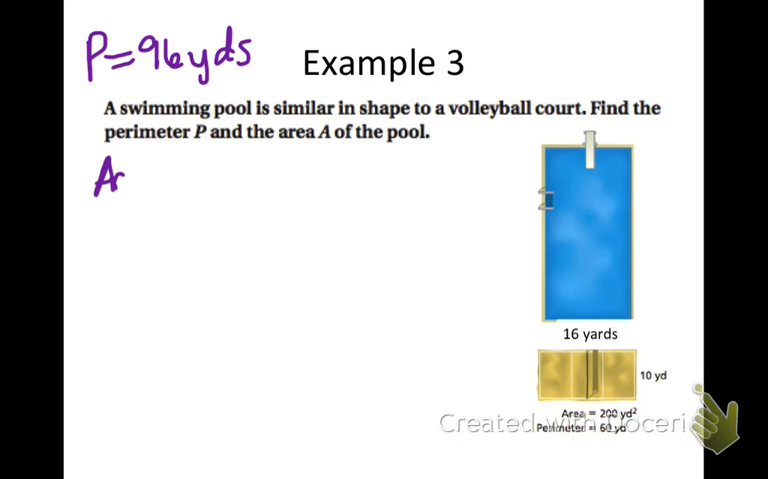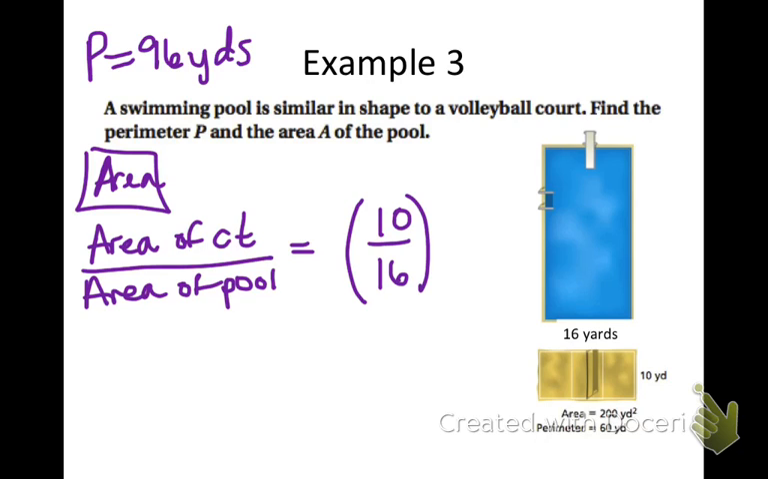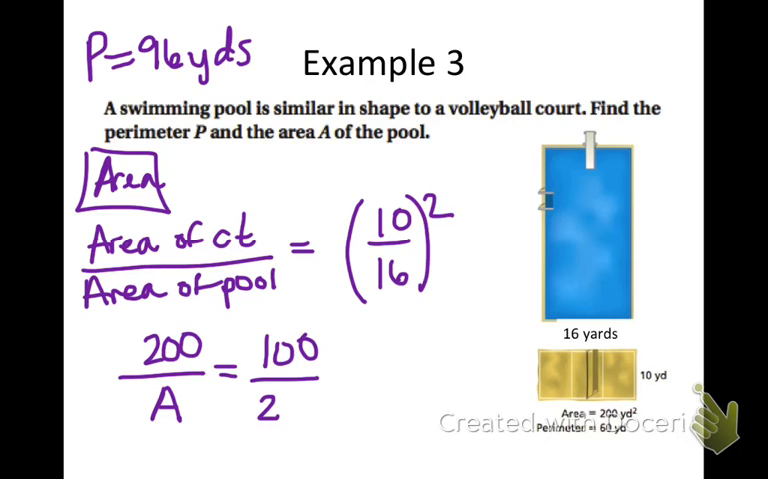We know that the area of the court to the area of the pool will be equal to the square of the ratio of the court to the side length of the pool. Okay, so we know the area of the court is 200. We do not know the area of the pool, but 10 times 10 is equal to 100, and 16 times 16 is equal to 256.